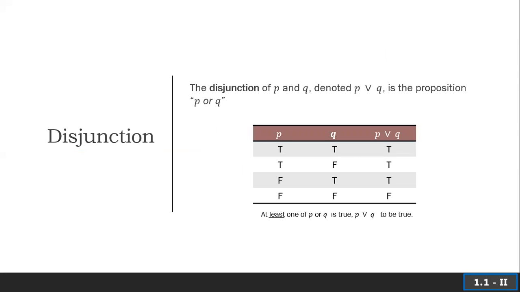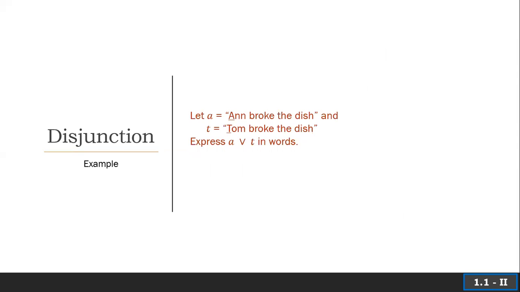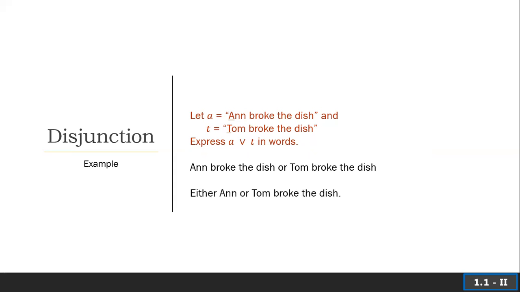Next we have disjunctions. The disjunction of P and Q, denoted P, little down caret there, Q, is the proposition P or Q. If either P or Q is true, or both, you will get a true value statement for the disjunction. Let A equal Ann broke the dish. T represent Tom broke the dish. If we want to express A or T in words, you get Ann broke the dish or Tom broke the dish. Either Ann or Tom broke the dish.